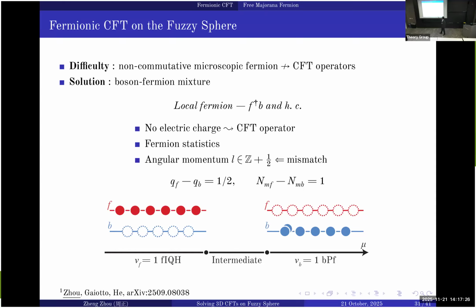Our solution, again, is to use a boson-fermion mixture. We consider one flavor of fermion and one flavor of boson on the fuzzy sphere. So that now their local bilinears, F dagger B and B dagger F, have no electric charge, so they can flow to the CFT operators. It carries fermionic statistics. And we can set the number of orbitals for the fermions to be one more than the boson orbitals. In this way, the fermion and boson can have an angular momentum mismatch of 1/2. This also allows the F dagger B operator to have half integer angular momentum.